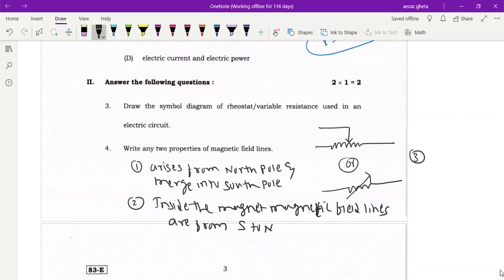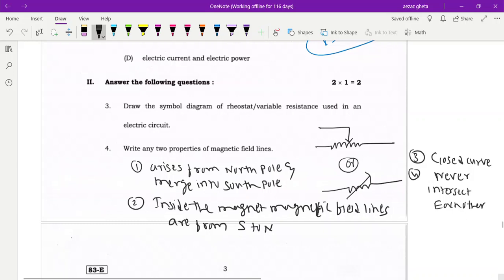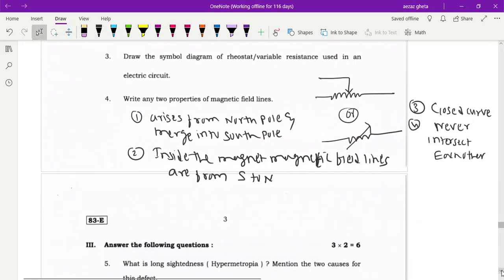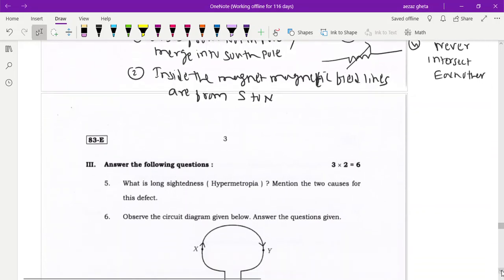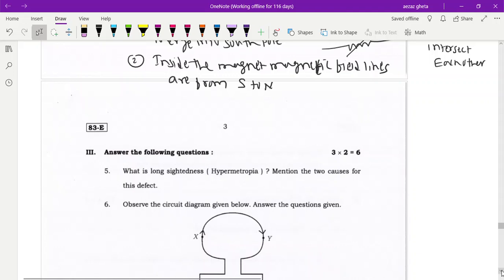Magnetic field lines are closed curves. Fourth, magnetic field lines never intersect each other. And another point: magnetic field lines are crowded at the poles and wide apart at other places. That point also you can include.